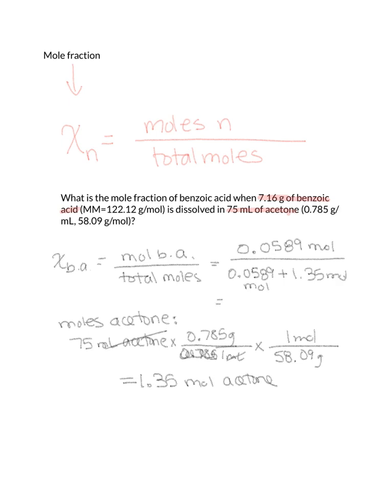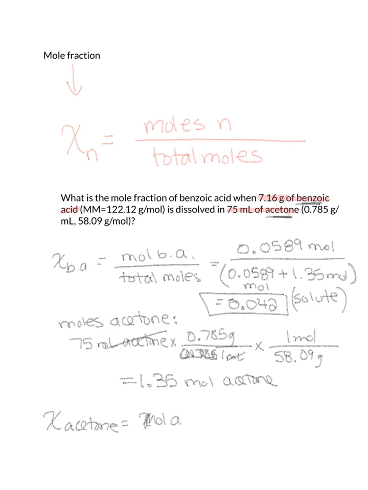And when I take 0.0589 divided by the sum of those two numbers, I find that the mole fraction of benzoic acid is 0.042. So there's a very small amount of benzoic acid present, right? About 4%. That makes sense because that's the solute. By the way, I could easily find the mole fraction of acetone at this point. Why? Because the only two things that are there are benzoic acid and acetone. I could go through this whole process again, where I take the moles of acetone and divide it by the total moles. I could do that calculation again.